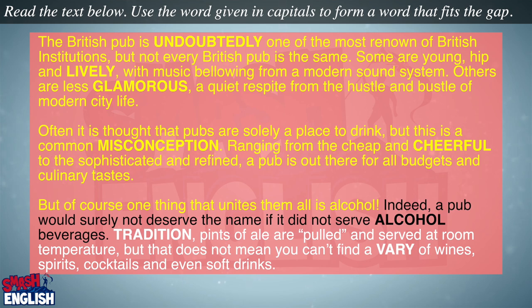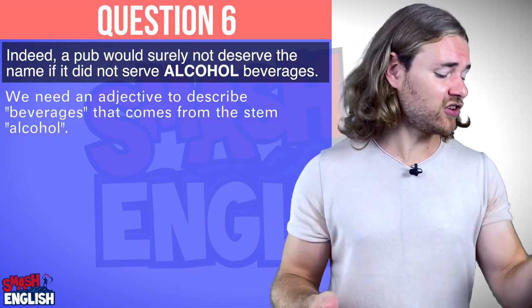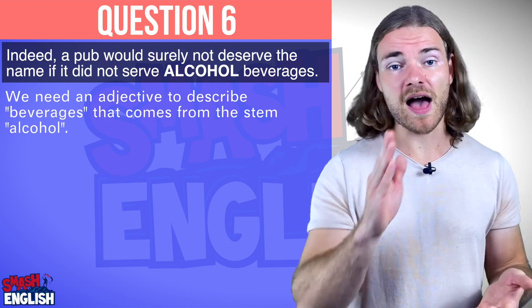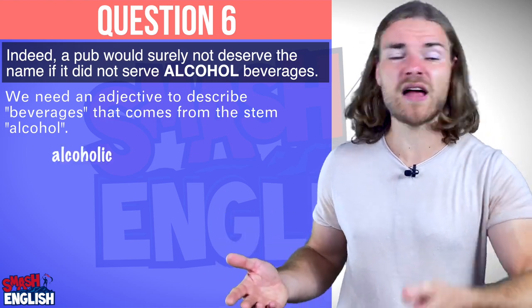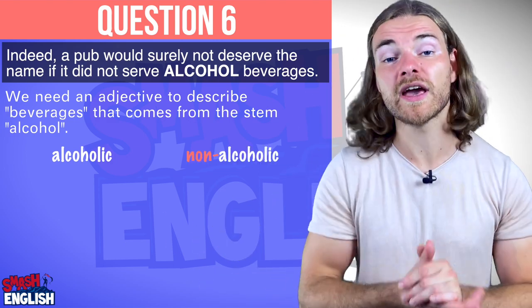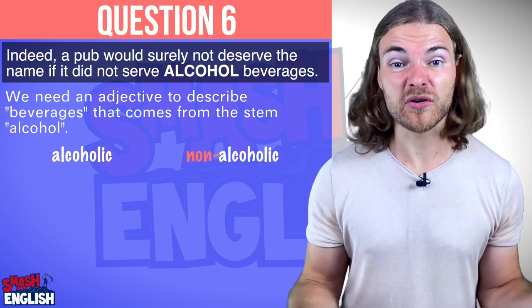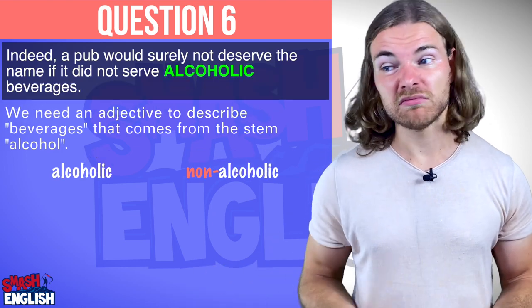Indeed, a pub would surely not deserve the name if it did not serve beverages. So, we need an adjective to describe the word beverages that comes from the stem alcohol. We have two options here. We could say alcoholic, or we could say non-alcoholic. And of course, we are talking about pubs. So the answer is alcoholic, and that means containing alcohol.